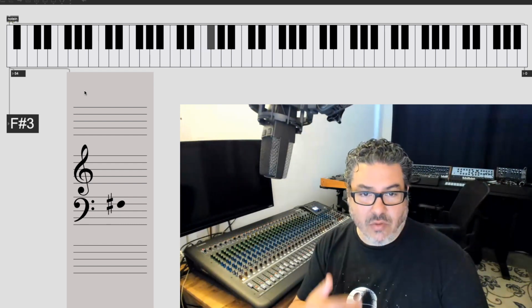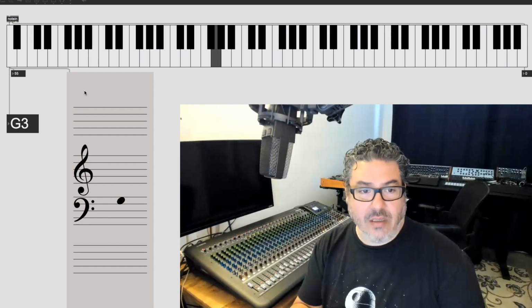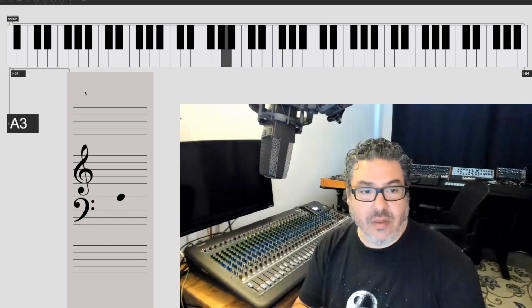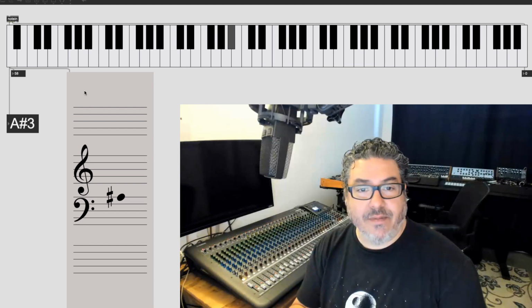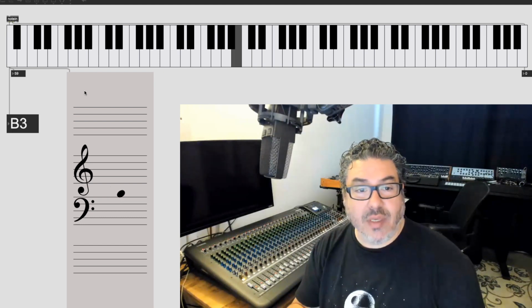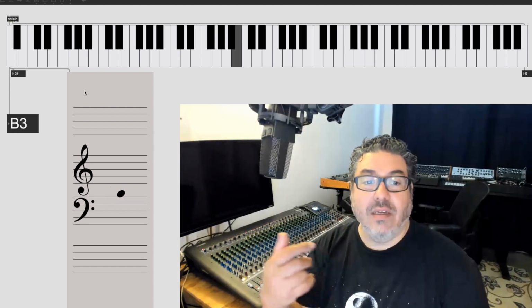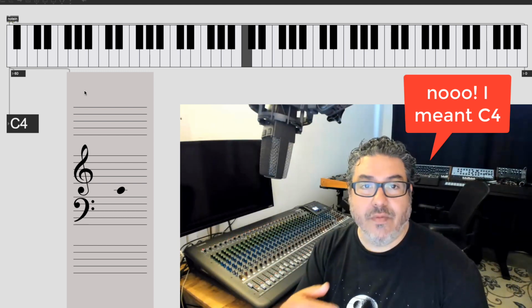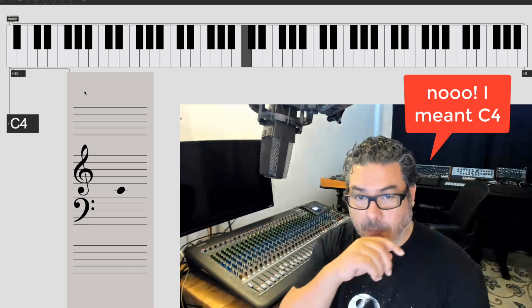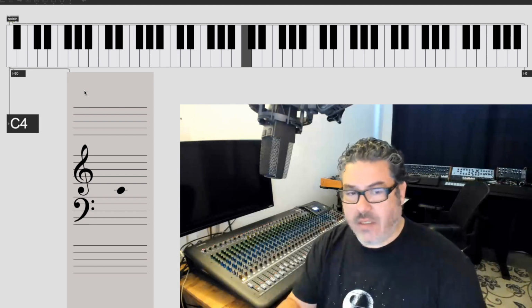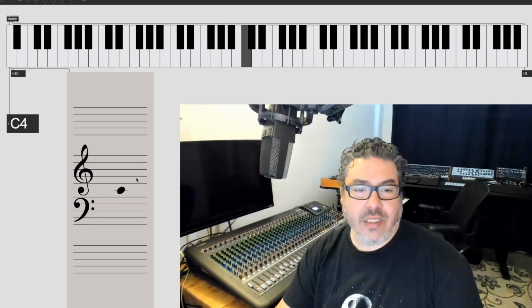Notice the score, how it's rising. G, G sharp, A3, A sharp 3, B3, and then C3, or middle C. And notice how this software cleverly connects the bass clef and the treble clef.